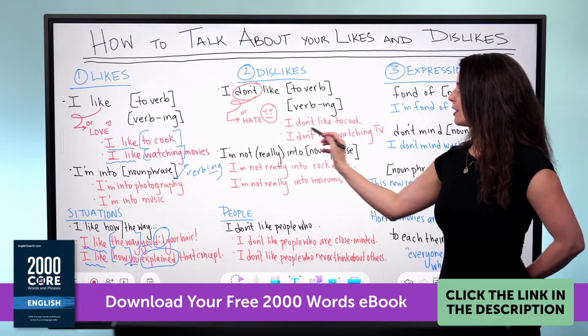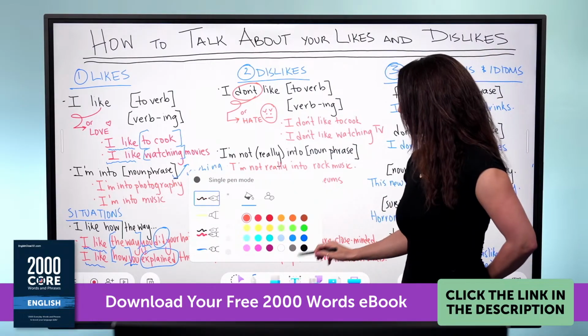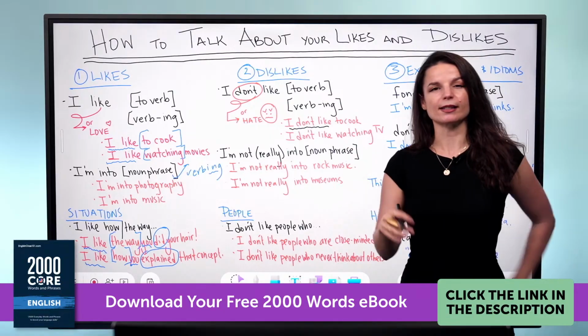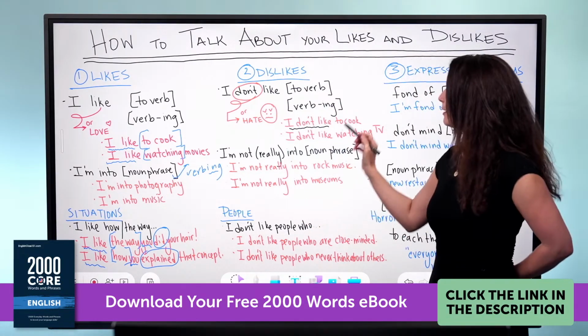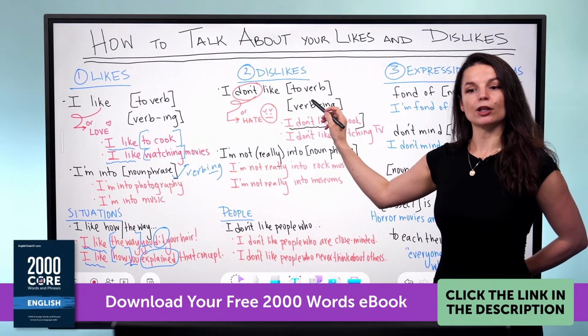So, I don't like to cook. Let's break down this sentence. I don't like expresses dislike. I do not like to do that thing. Plus, our verb in the infinitive form. I do not like to cook.